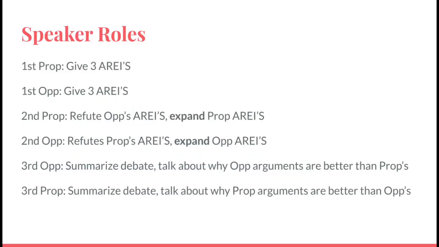So first, let's go over some speaker roles. As we all know, there are 6 speakers in a debate: first, second, and third for proposition, and first, second, and third for opposition. The role of both first speakers, first proposition and first opposition, is to simply give 3 AREIs. They don't do anything else other than give 3 AREIs, except for the first opposition.